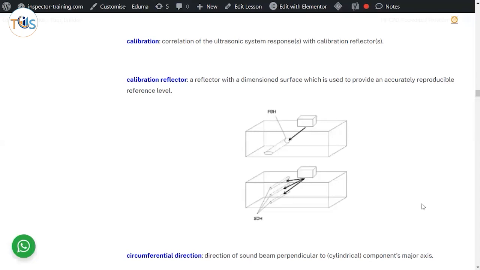For example, here, some blocks have 3 holes. So you hit the first hole, hit the second hole, and then go back and hit the third hole. And you know at what depth and diameter they are, and what response you get there. So you practically calibrate your instruments here, checking what reading you are getting.